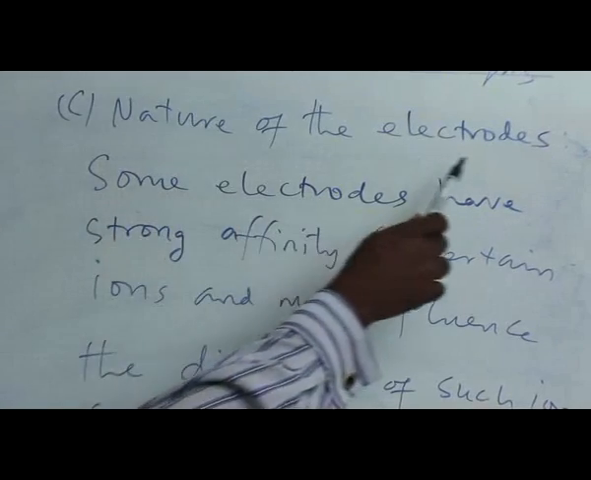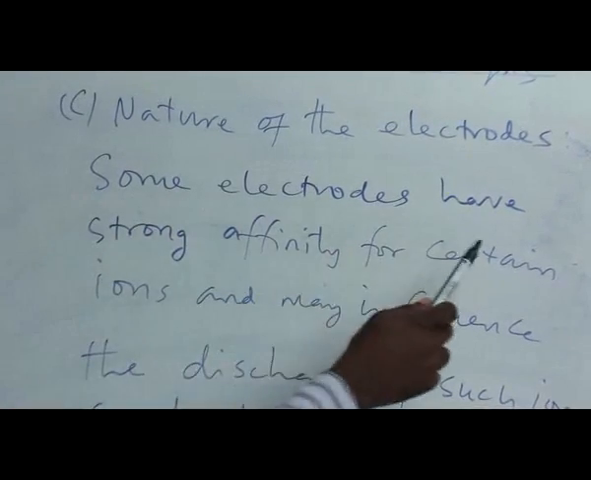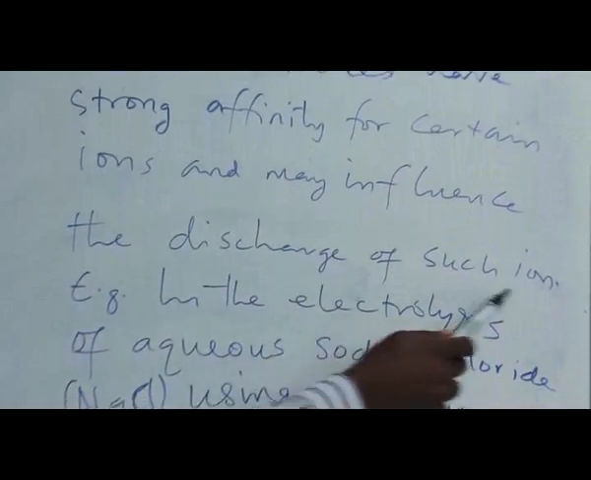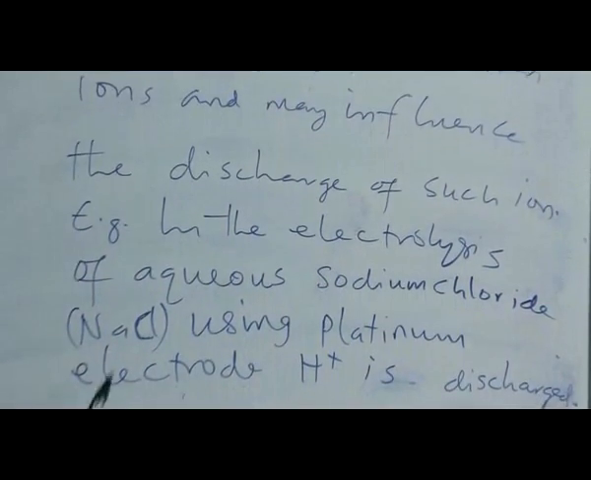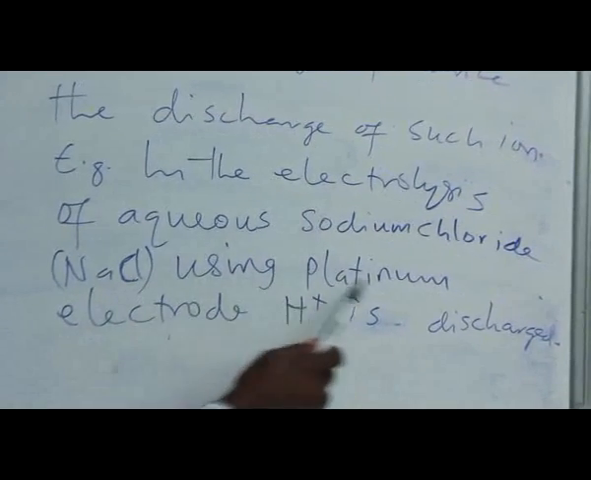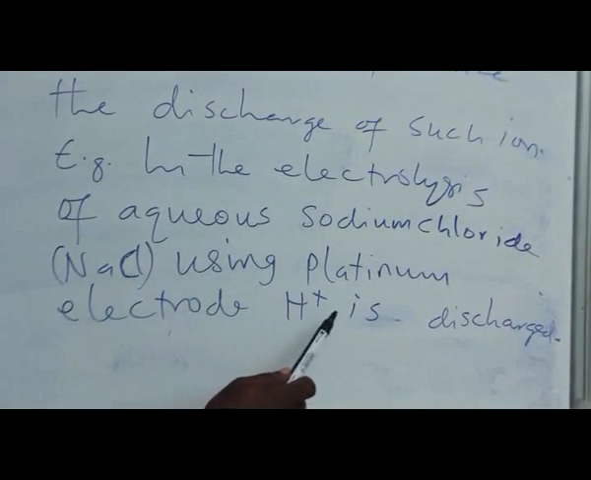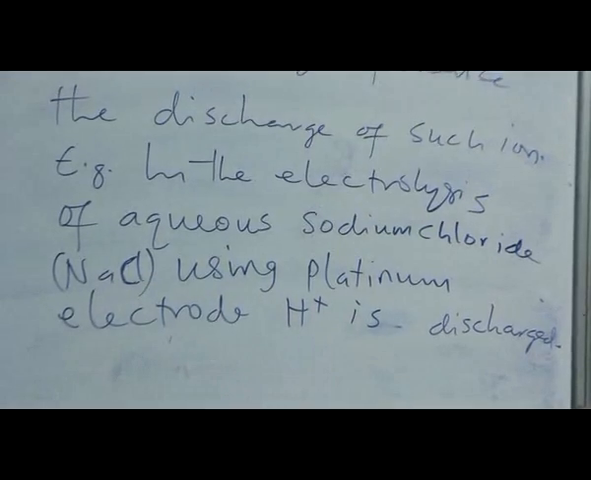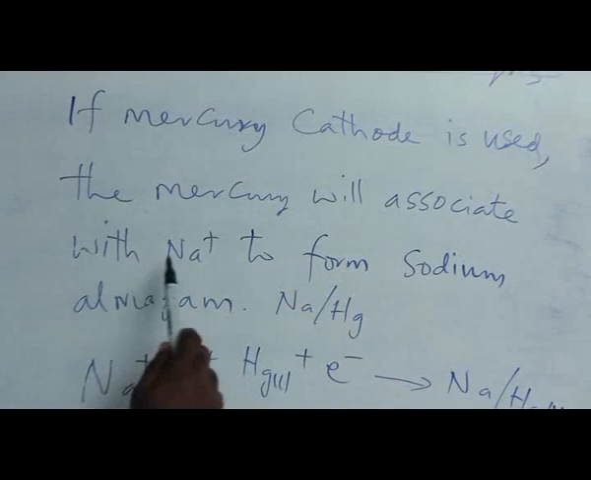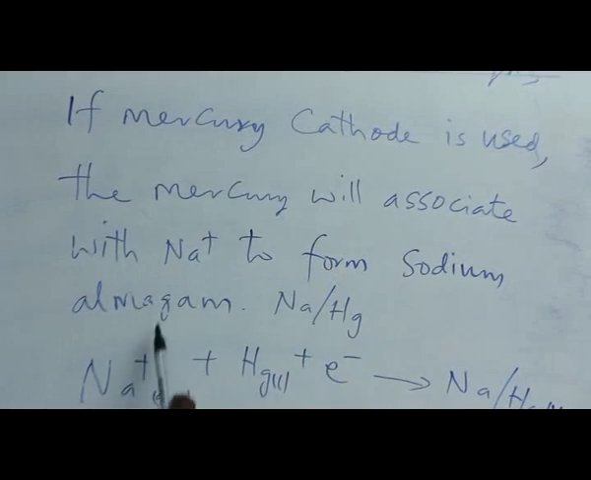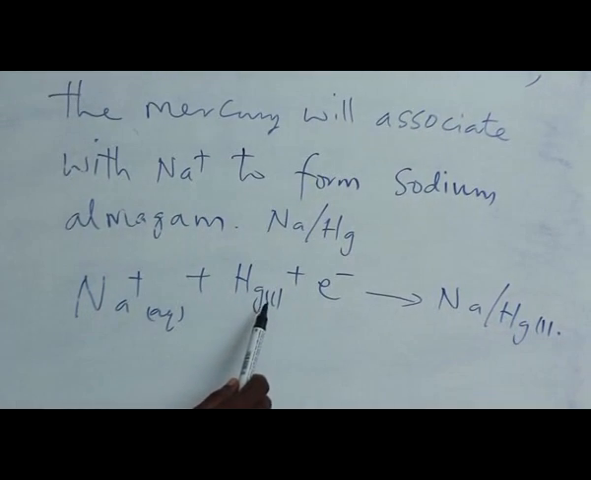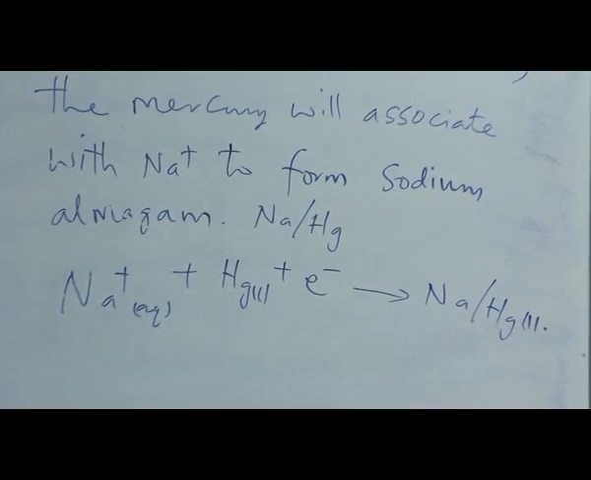C. Nature of the electrodes. Some electrodes have strong affinity for certain ions and may influence the discharge of such ion. For example, in the electrolysis of aqueous sodium chloride using platinum electrode, hydrogen ion is discharged. If mercury cathode is used, the mercury will associate with sodium ion to form sodium amalgam. Sodium ion plus mercury gives sodium amalgam.